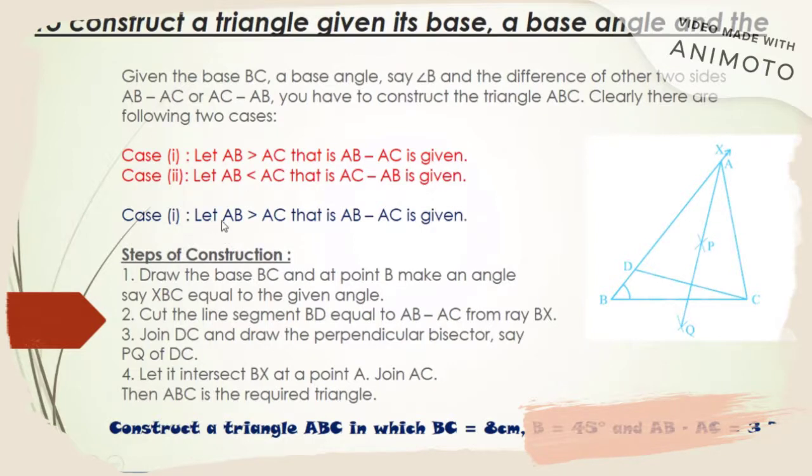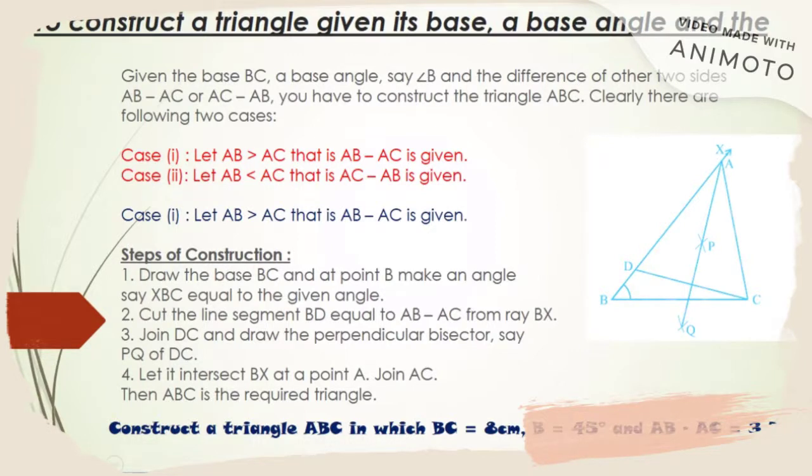So let's discuss the case number 1. Whenever AB is greater than AC, it means AB minus AC will be given. So in this case, as you can see, I have taken one question based on it, where BC is 8 centimeter, angle B is 45 degrees, and AB minus AC is 3.5. So what you have to do in the first case, you will draw the base BC, you will construct an angle of 45 degree at point B.